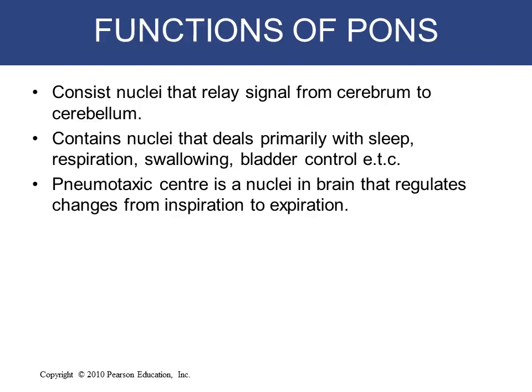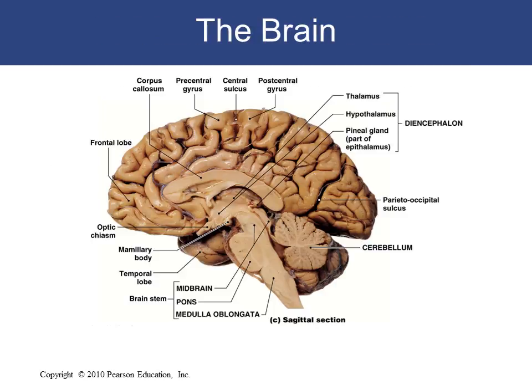The function of the pons is that, one, it consists of nuclei that relay signals from the cerebrum to the cerebellum. It also contains nuclei that deal primarily with sleep, respiration, swallowing, and bladder control, and it has a pneumotaxic center that regulates changes from inspiration to expiration. This picture is also of the brain, and this is where the pons is located, in front of the cerebellum, below the midbrain, and above the medulla oblongata.